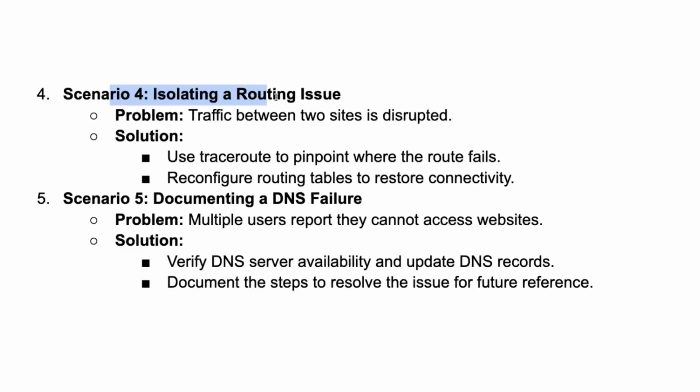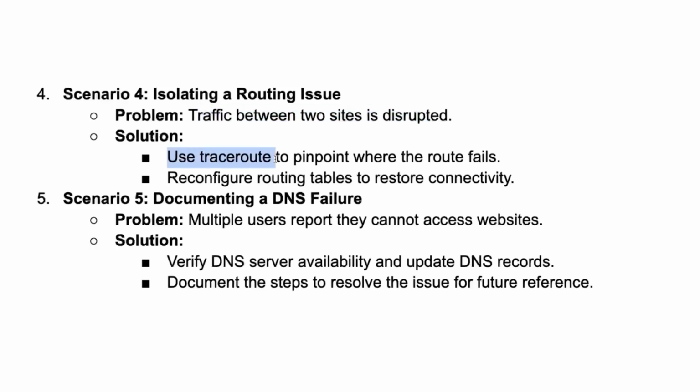Scenario 4 would be isolating a routing issue, and the problem is when the traffic between two sites is disrupted. So two sites could be physical locations, right? Especially if it's considered a routing issue, it's most likely two physical locations that can't access each other. So you have one LAN, a local area network, in one location, and then you have another local area network in another completely separate physical location, and they can't access each other. The traffic between those two sites is disrupted.